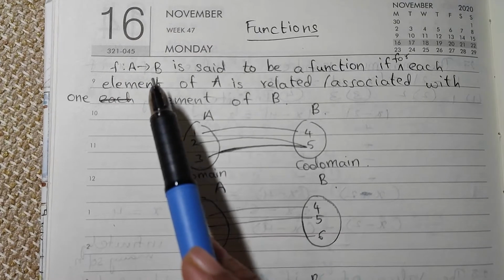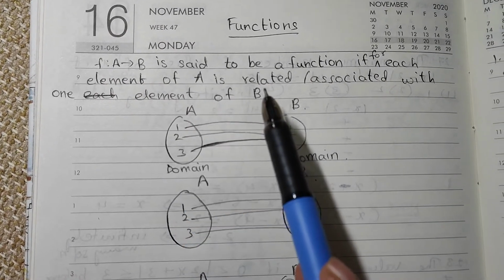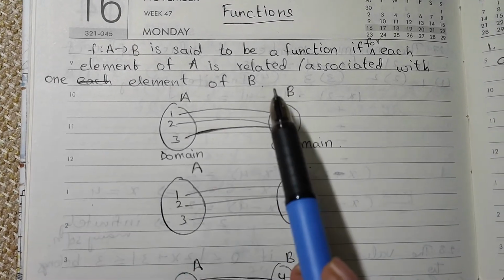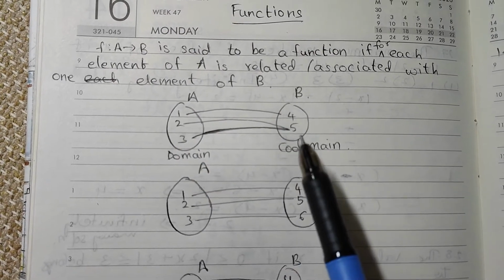So f is a mapping from A to B is said to be a function if each element of A is related or associated with one element of B. That means each element of A should be related with only one element of B.